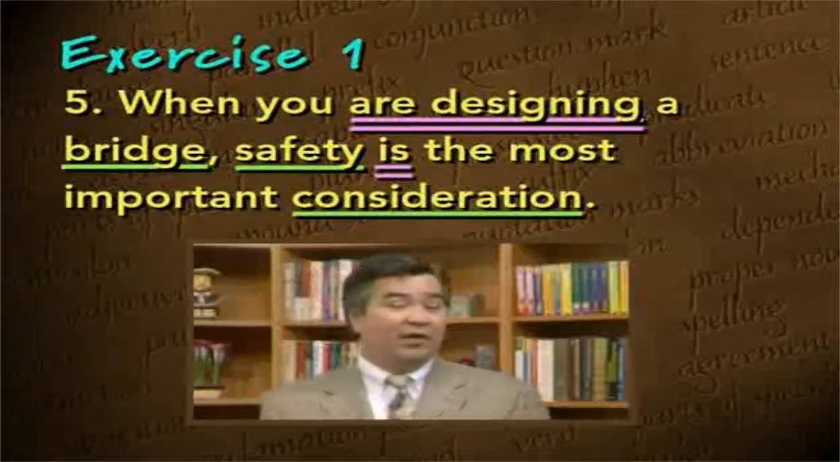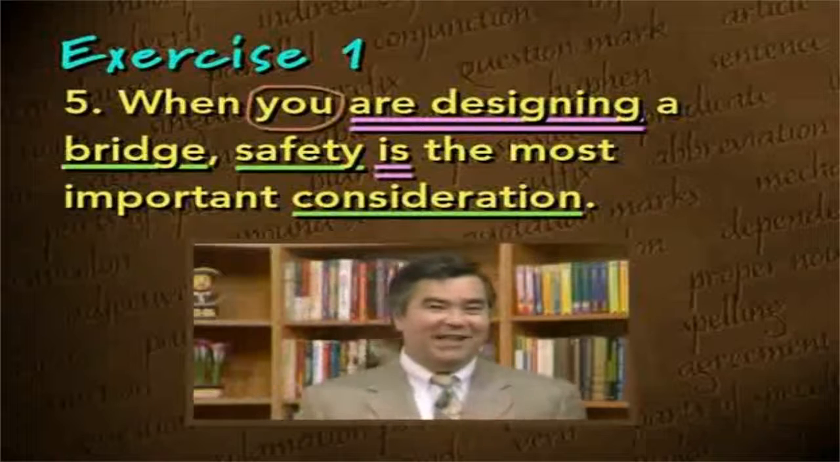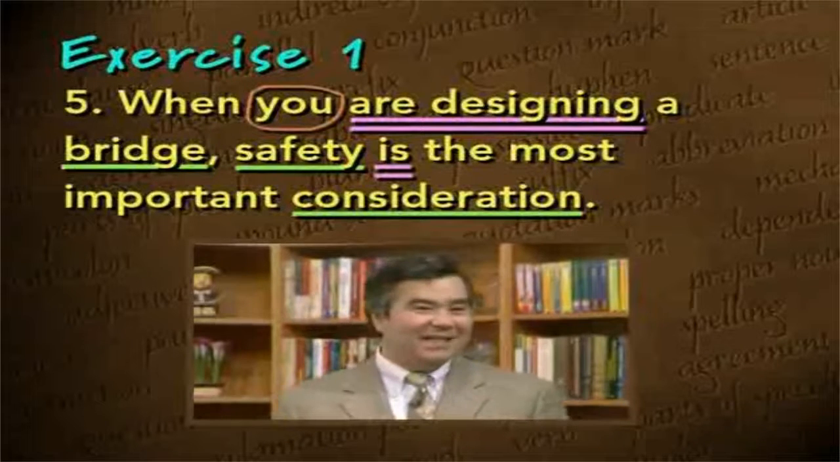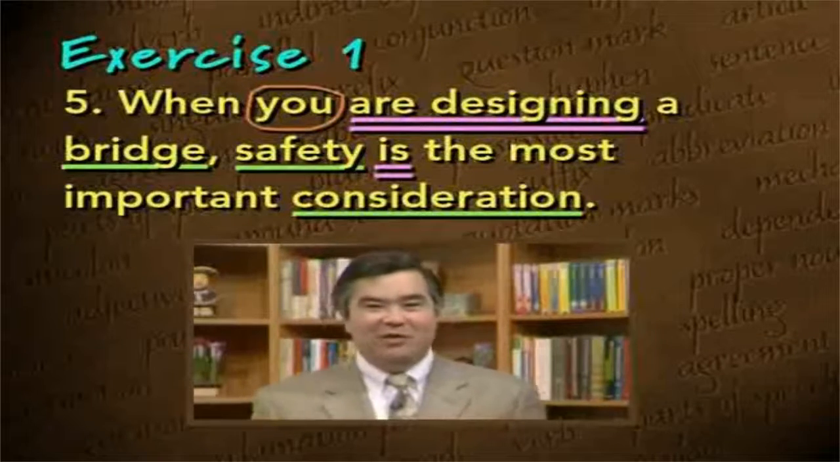And finally, pronouns. Are there any pronouns in this sentence? You is the only pronoun, and once again, its antecedent, the thing it refers to, is you, the person who is hearing the sentence. How many of these identifications did you get right? I hope most or all of them. If you're ready now, let's move on to Lesson 2.